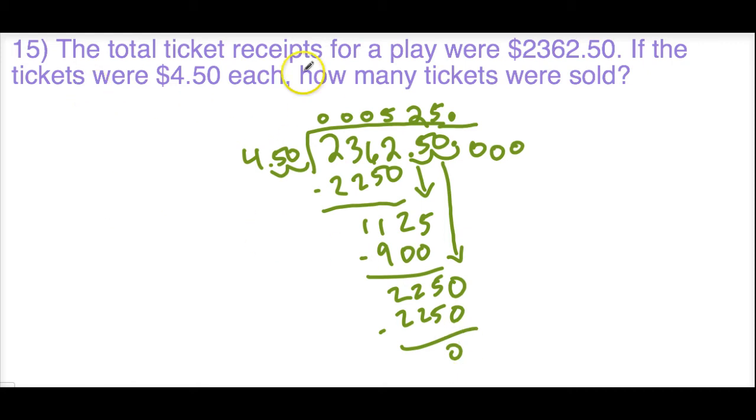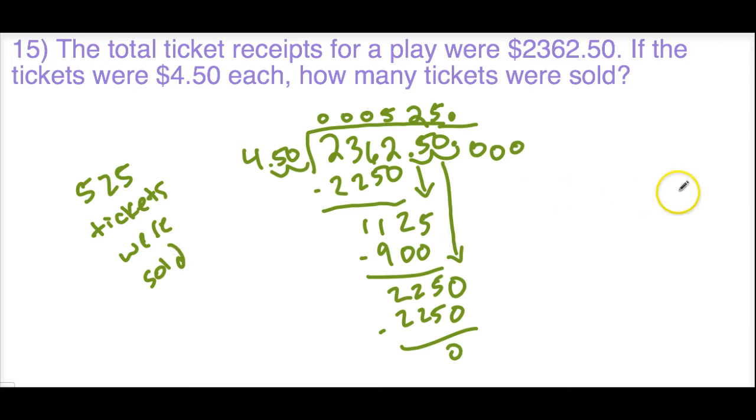So I go back to our problem. It says how many tickets were sold. So the answer would be 525 tickets were sold.